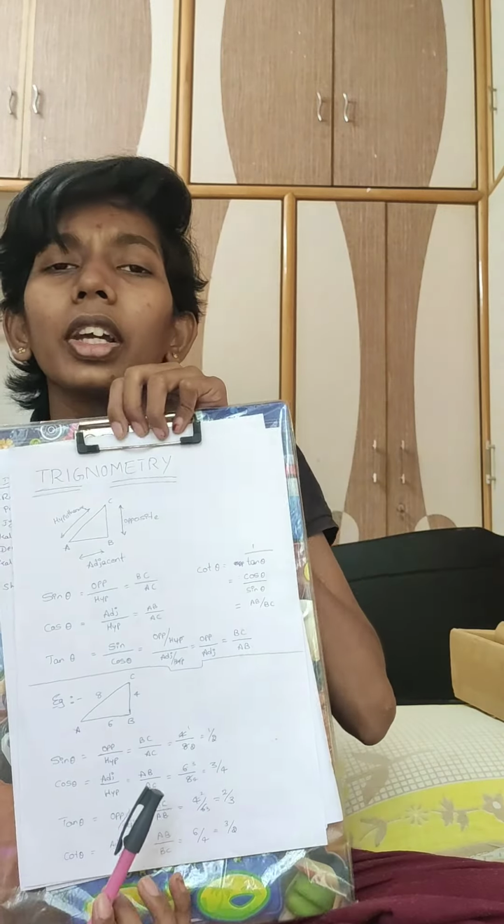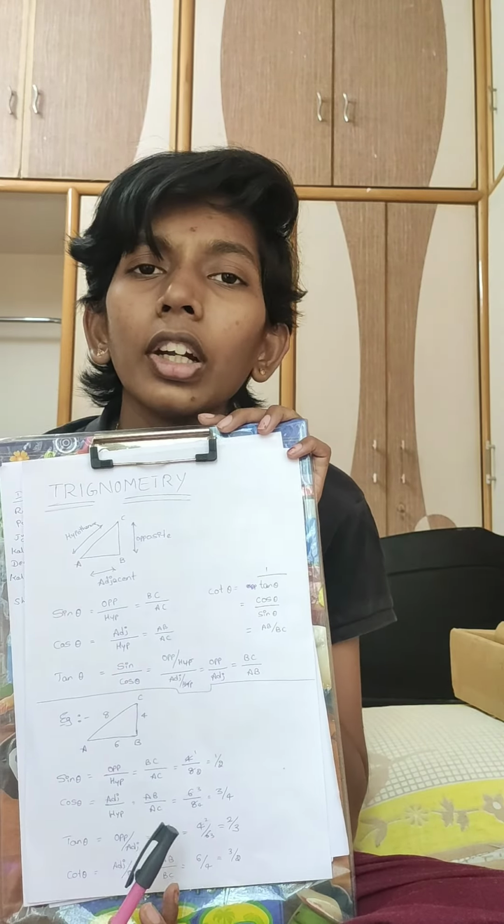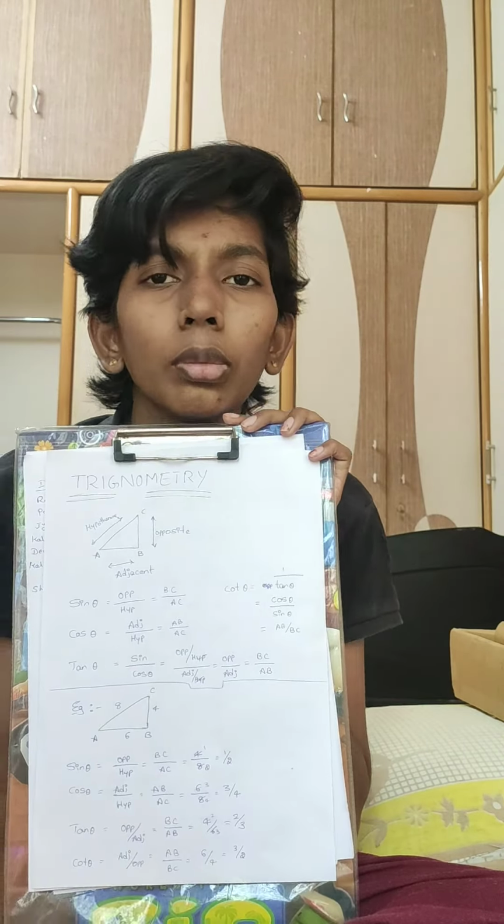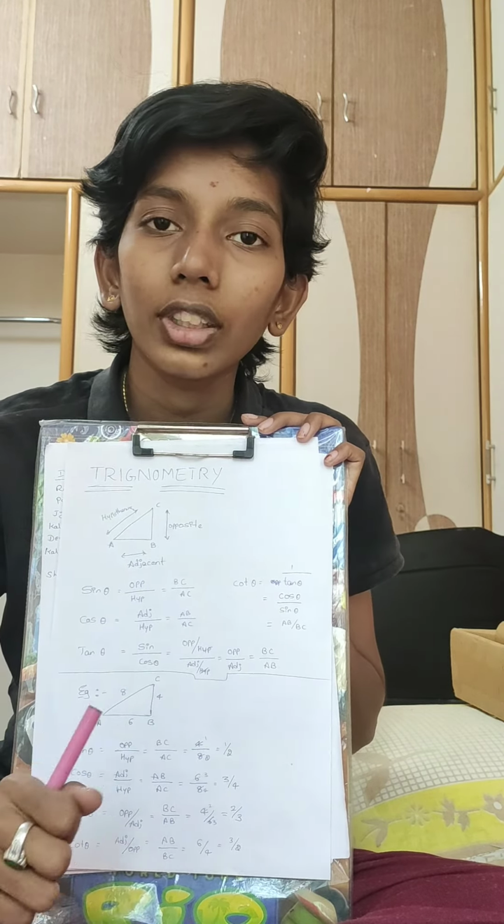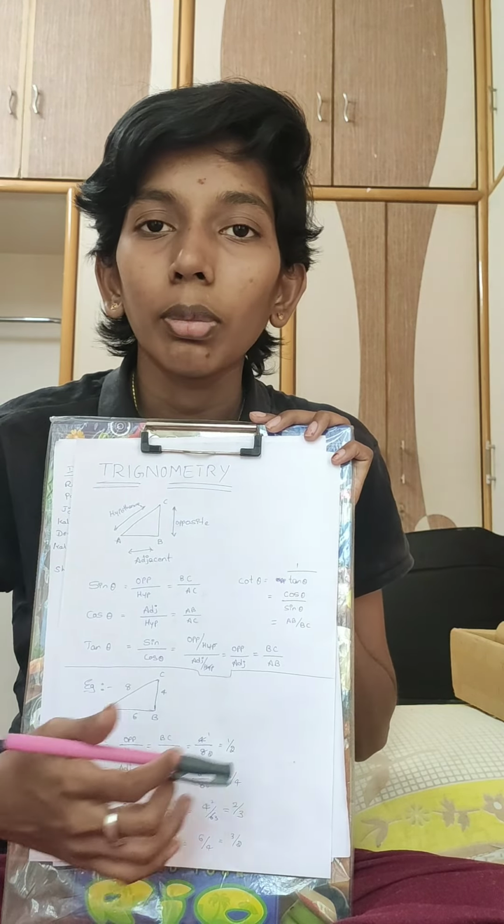You can leave it as a fraction, or if you want you can convert it to a decimal, not an issue. And again here you have cos theta. Cos theta is nothing but adjacent side by hypotenuse. You know the adjacent side, you know the hypotenuse. Just take those values and simplify.